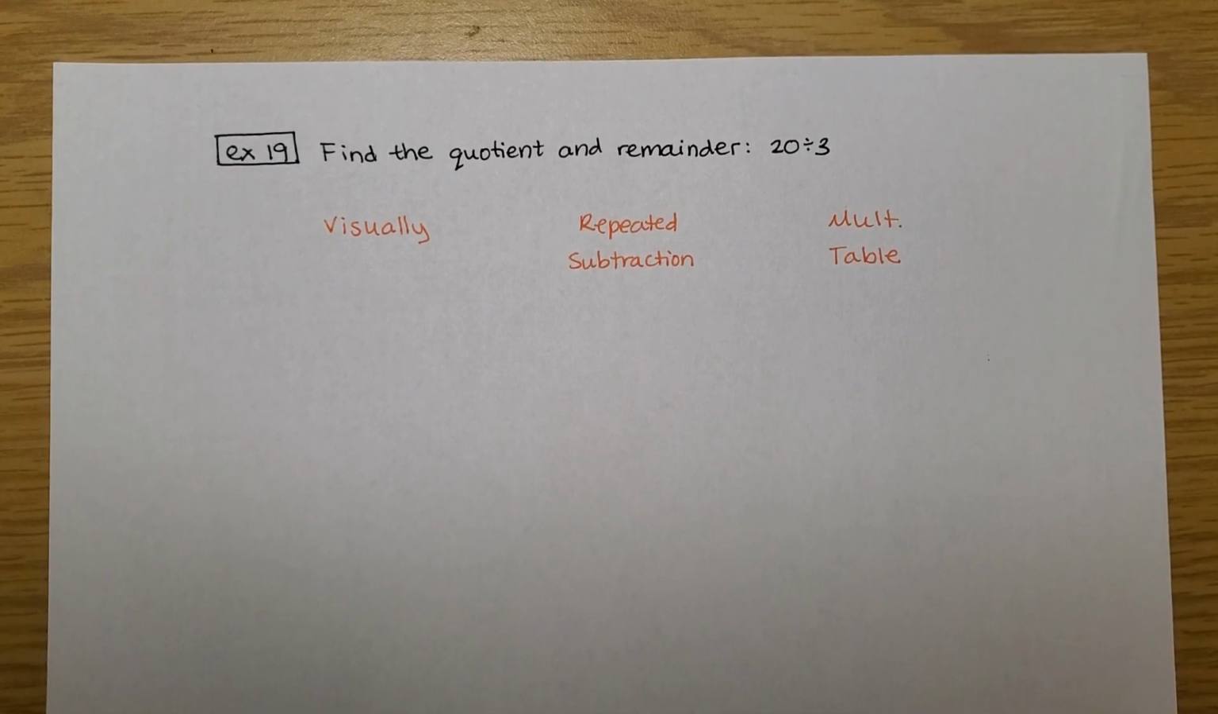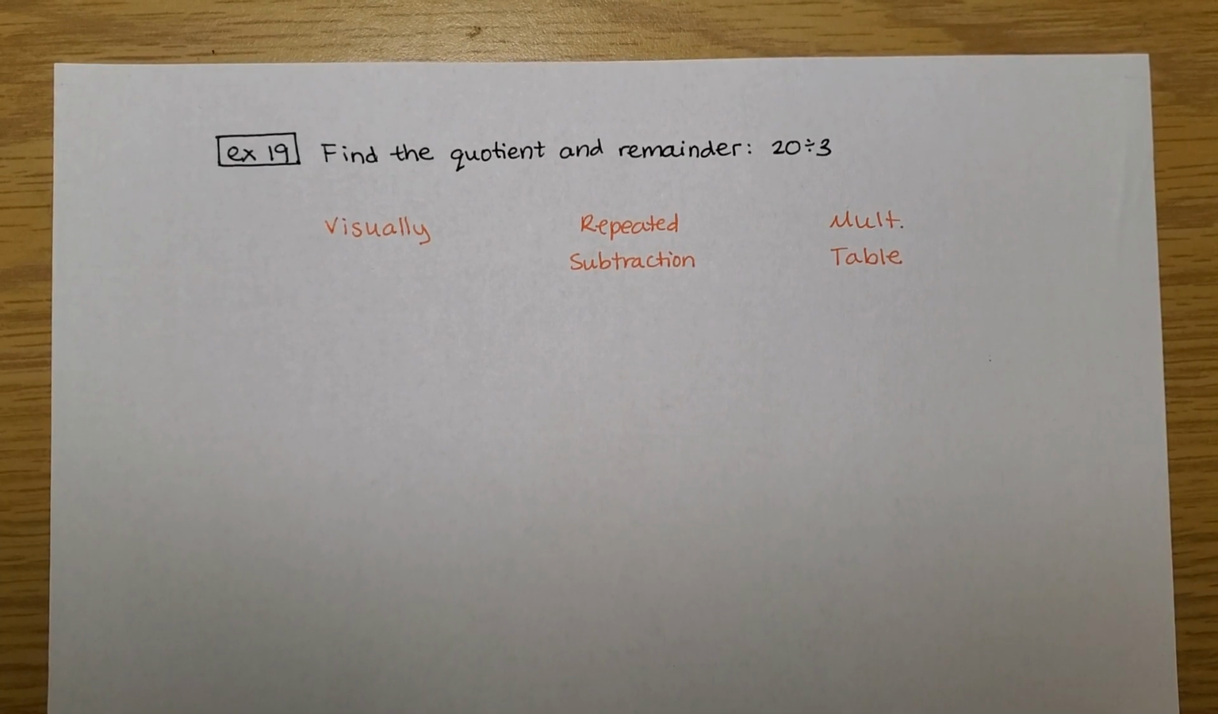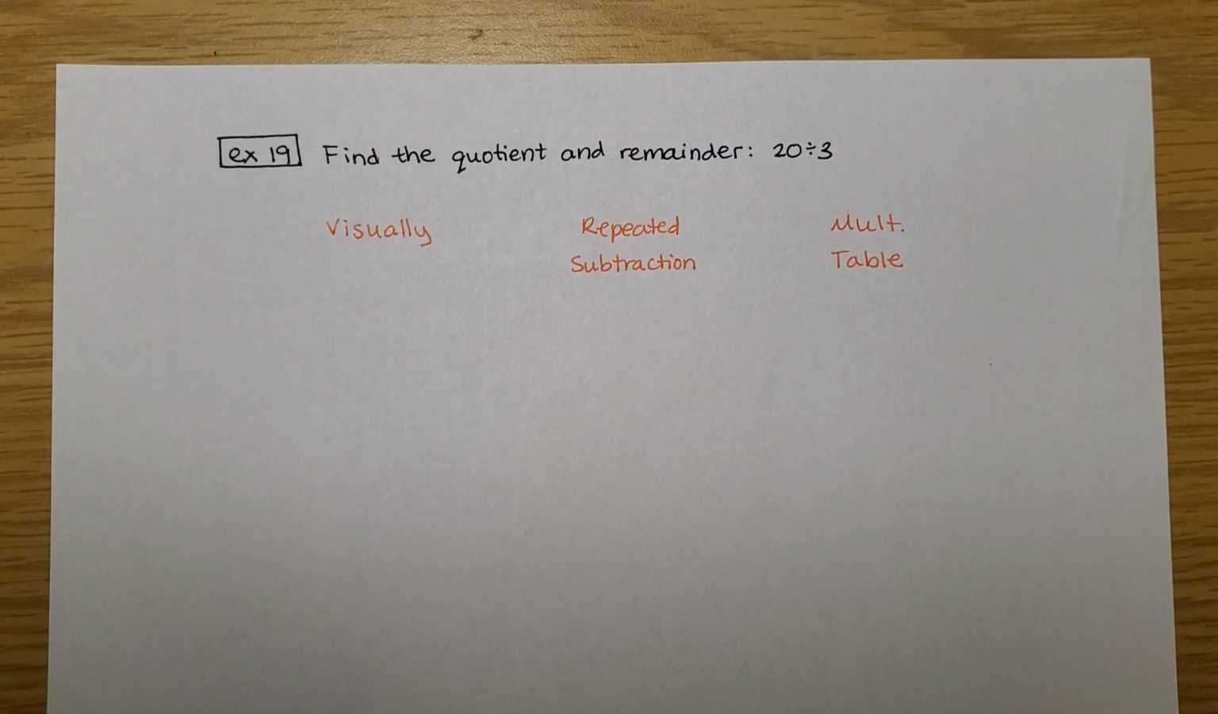So let's see if we can do another problem, and we'll do the same thing. We'll do this one 3 times, once visually, once with repeated subtraction, and once using the multiplication table. If you want to pause the video here and try out each technique for yourself, feel free to do so, but I'm going to walk through them just the same way as we walked through that.